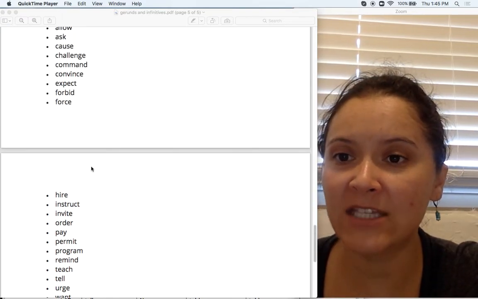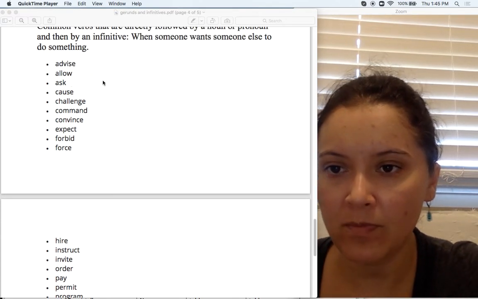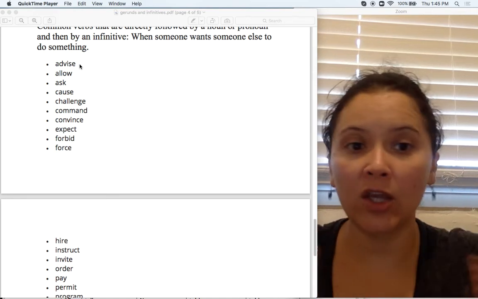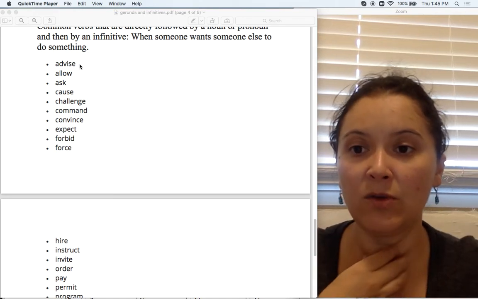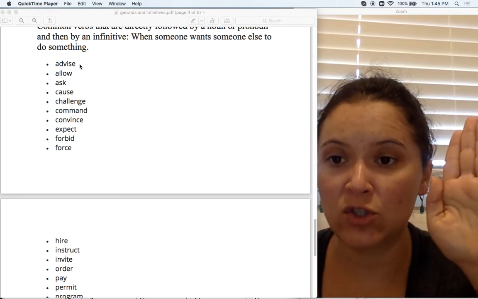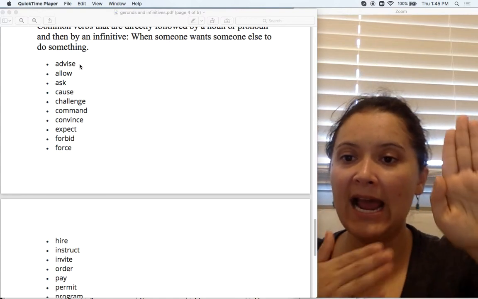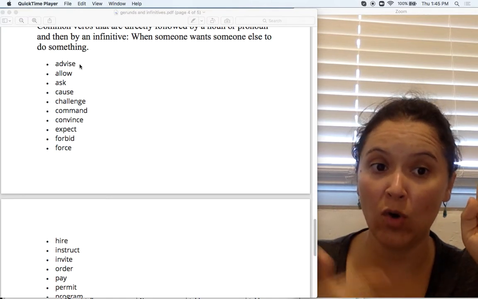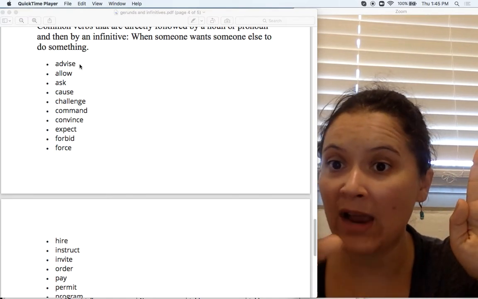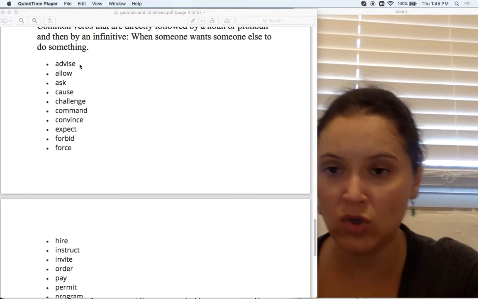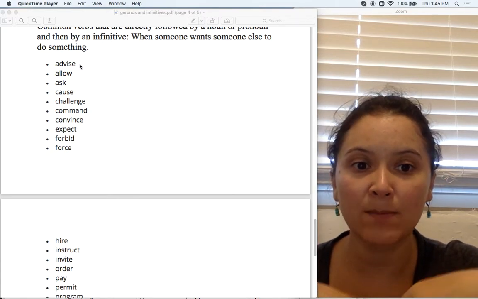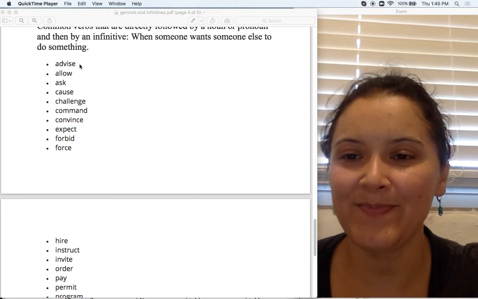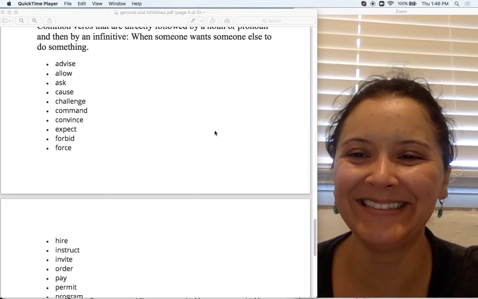So with these particular verbs, you can actually have somebody else, not you, do something. So there's a difference. I asked to go outside. That means that I asked if I could go outside. I asked to go outside. But now I want to ask somebody else to go outside. I asked my husband to go outside. I hope that makes sense.